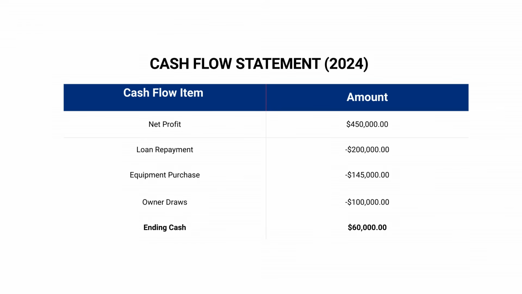So yes, even though the clinic is making on paper $450,000 of net profit, by the end of the year, the cash flow is gone to all these different buckets. So therefore, only $60,000 is left in the bank account at the end of the year to allow Dr. Patel's clinic to continue to run.